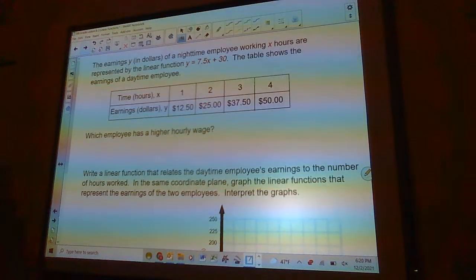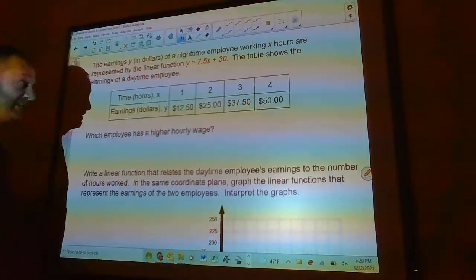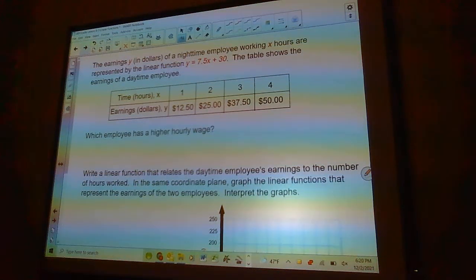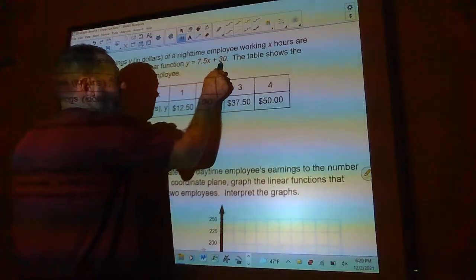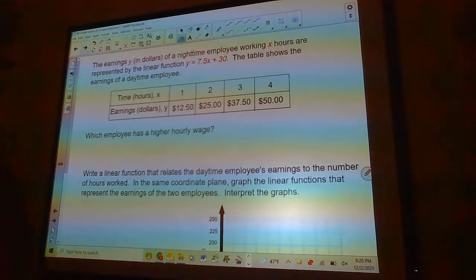The earnings y in dollars of a nighttime employee working x hours are represented by the linear function y equals 7.5x plus 30. The table shows the earnings of a daytime employee. Which employee has the highest hourly wage? So let's figure out what this equation means. These are the wages when they work x hours. So this person is going to get $30 just to start, and then $7.50 an hour.